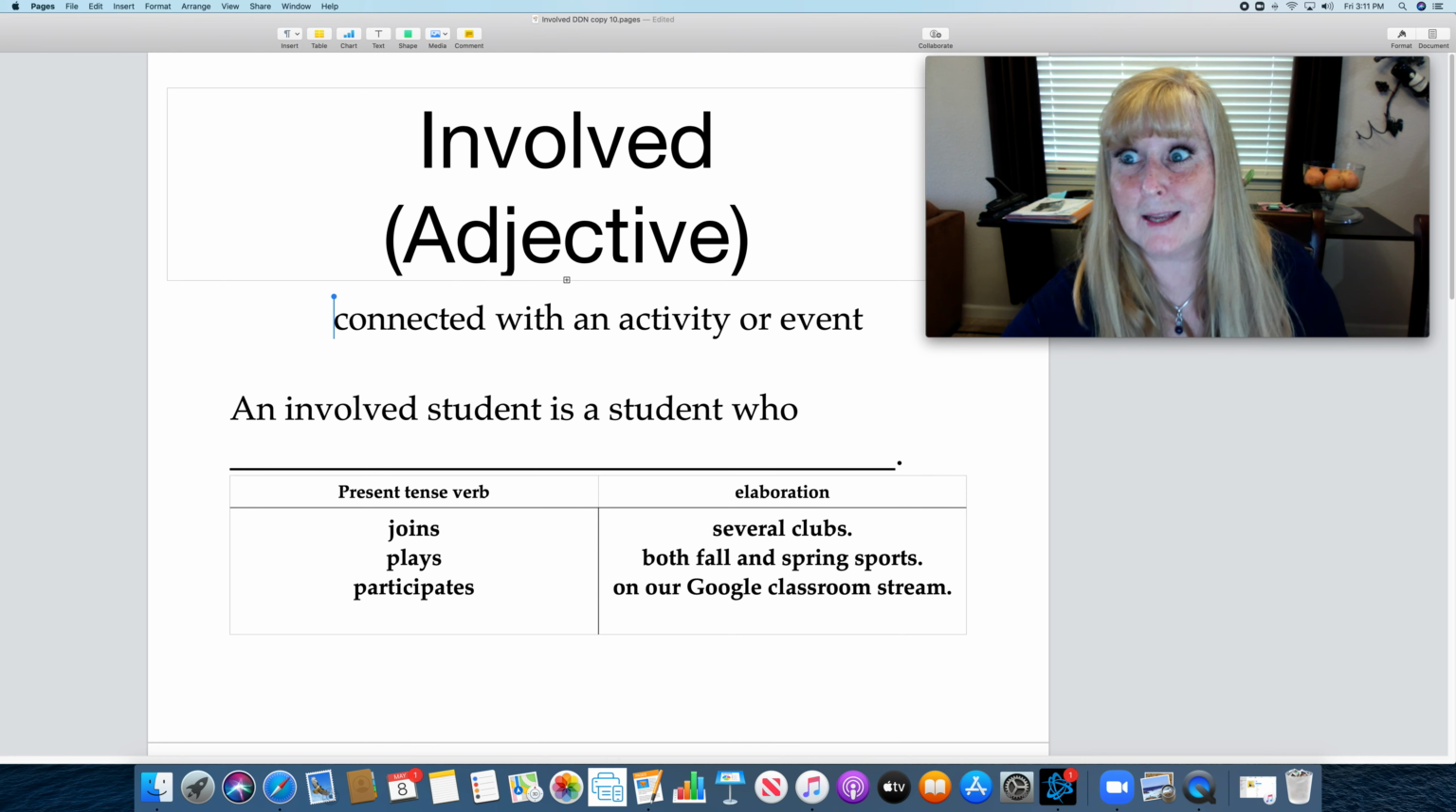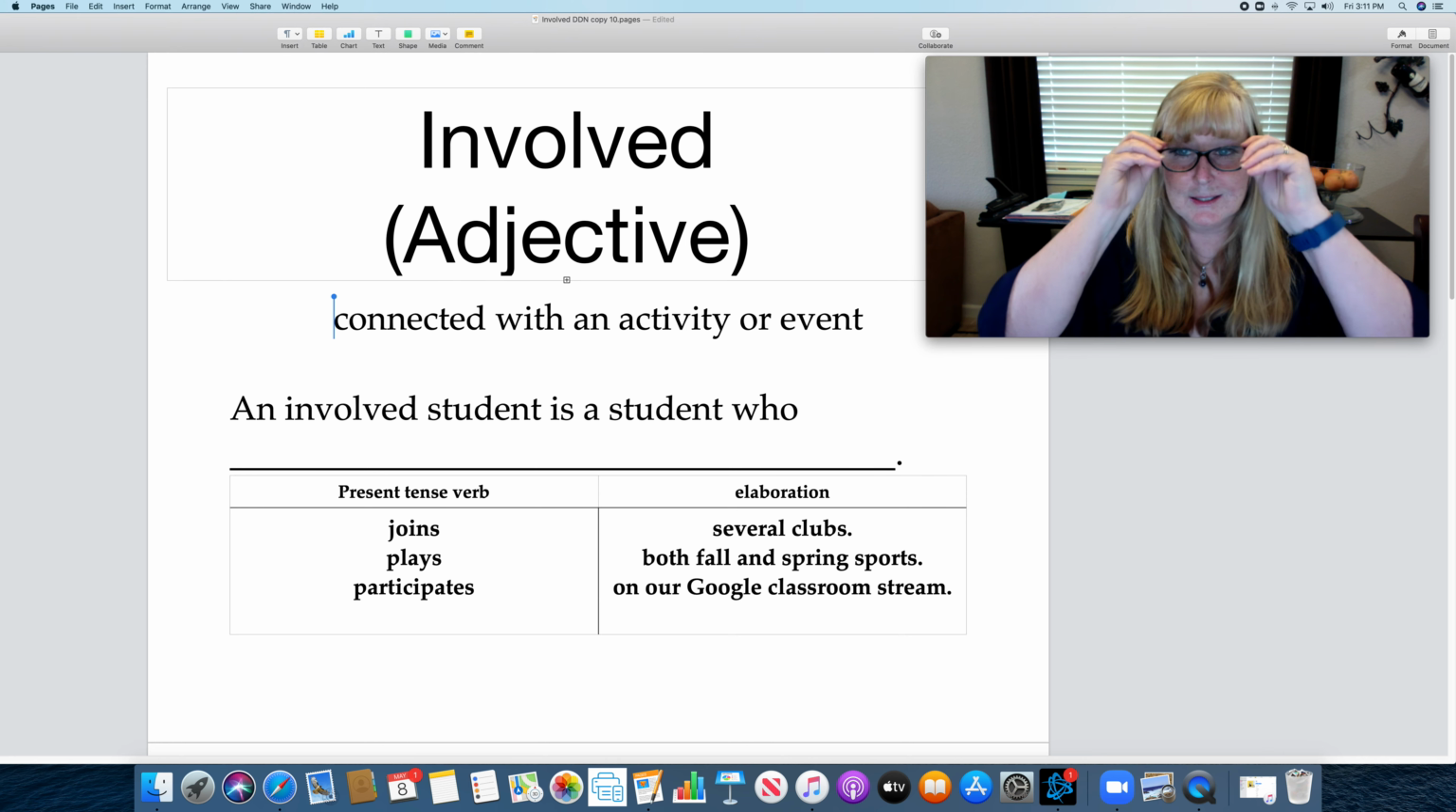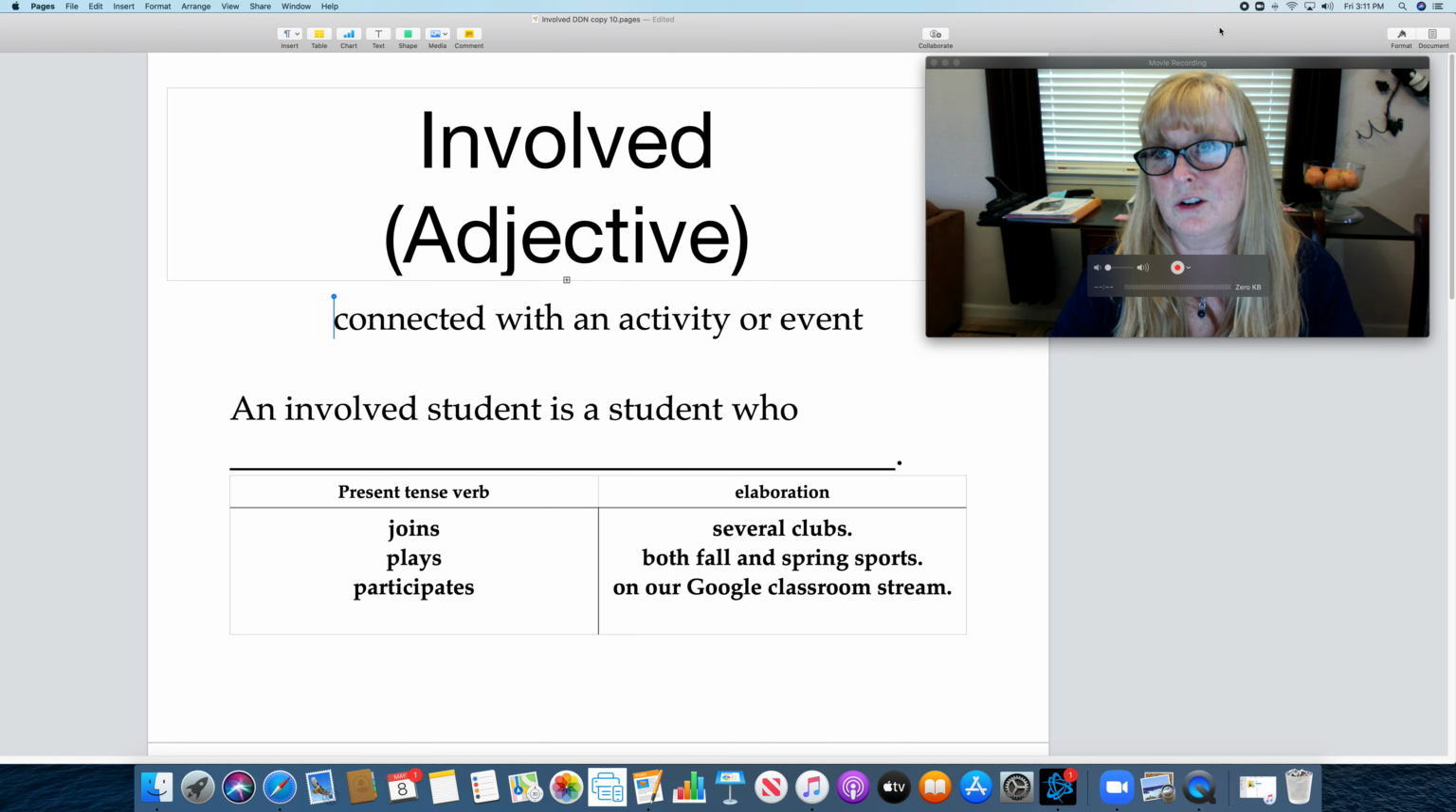Oh, where are my glasses? I can never see the buttons without the glasses. There it is.